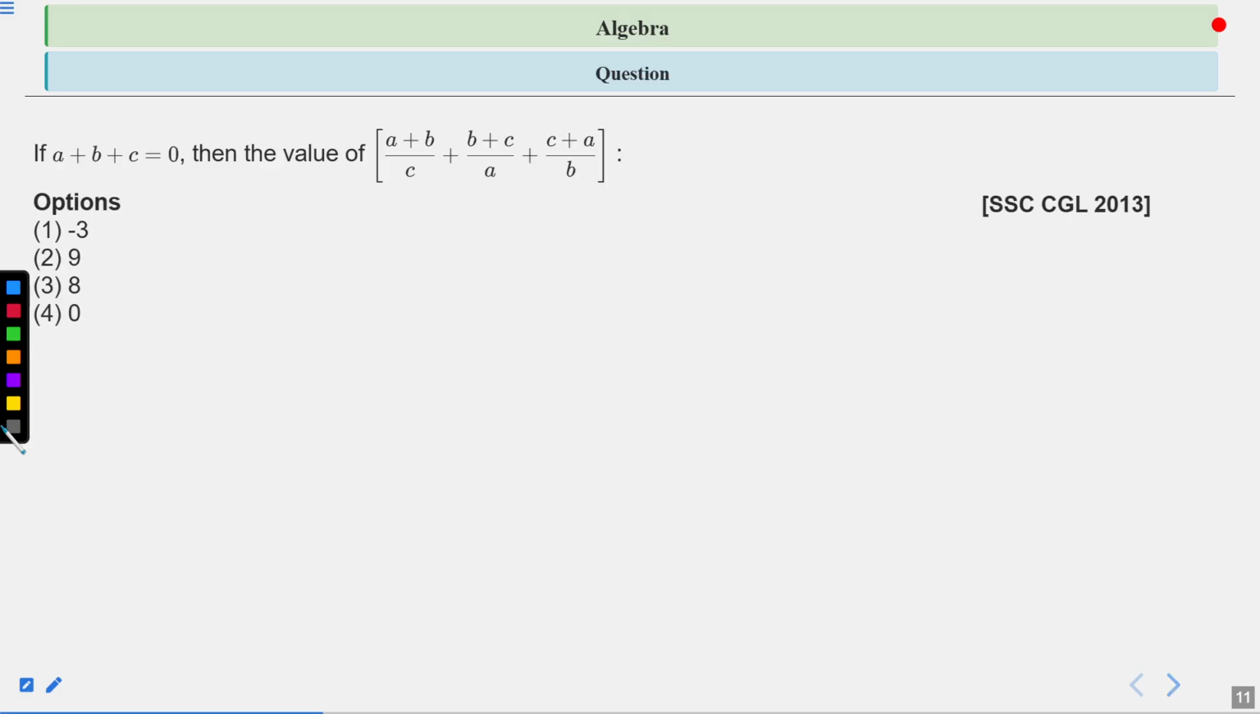If a plus b plus c equals 0, then what is the value of (a plus b) upon c plus (b plus c) upon a plus (c plus a) upon b? This question was asked in the SSC CGL 2013 exam. There are four options. First one is minus 3, second is 9, third one is 8, and fourth one is 0. Now you have 10 seconds to analyze the question. Your time starts now.